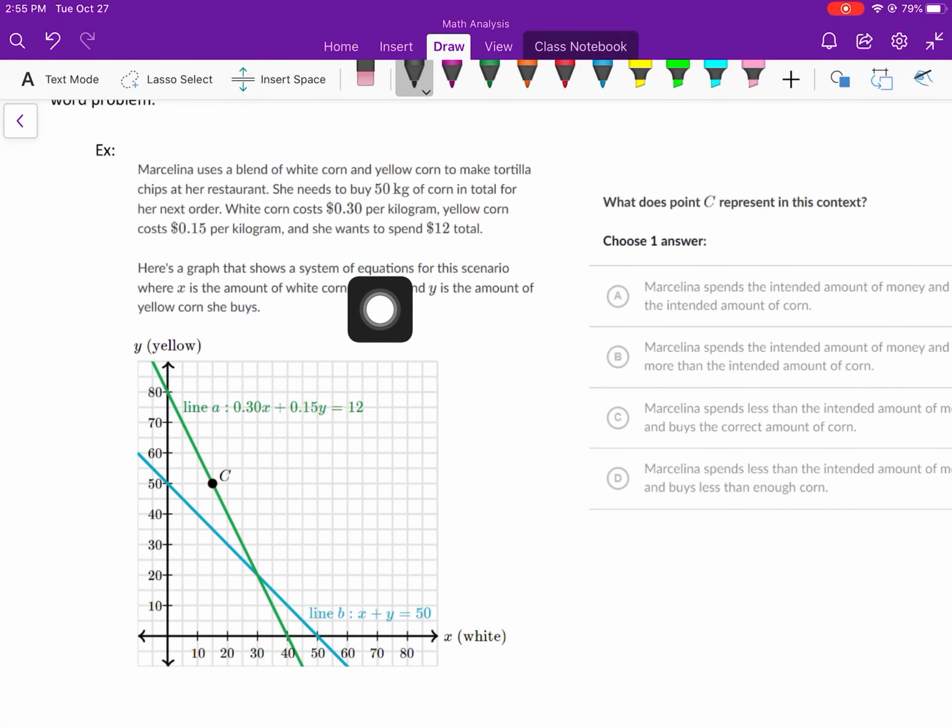So here's a graph that represents the system. Realize what these two different lines represent. This one's talking about the cost, because 30 cents for the white corn plus 15 cents for the yellow corn is a total of $12. That's talking all about the money there. Right here, x plus y is 50. This is the total amount of corn.